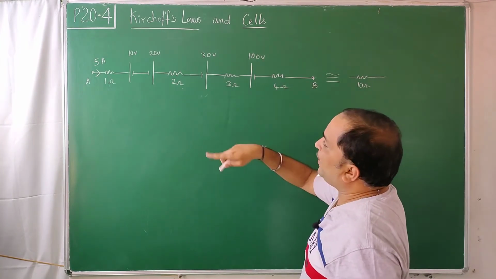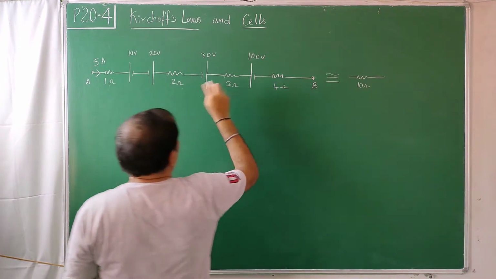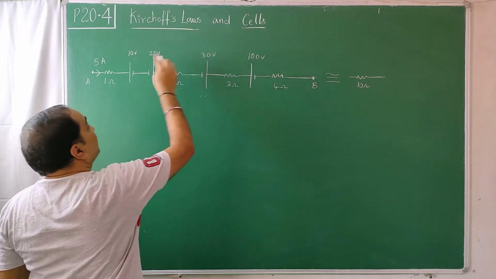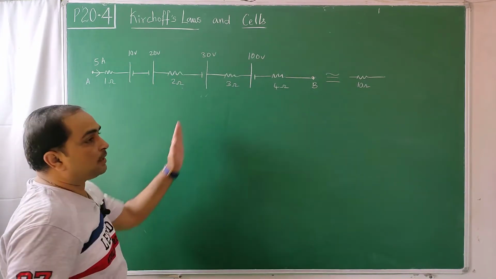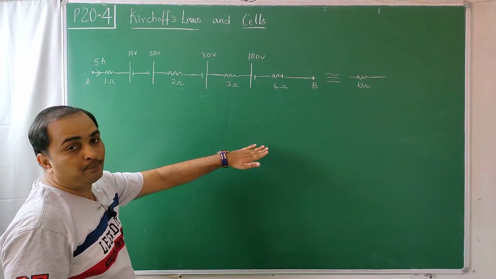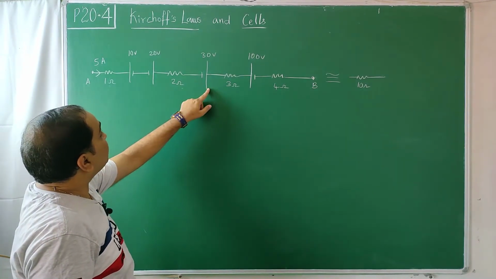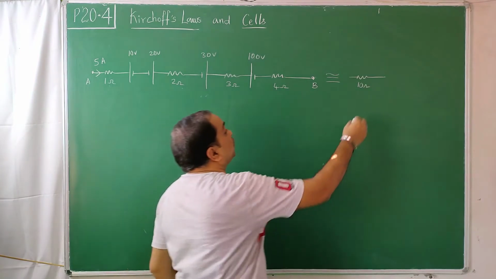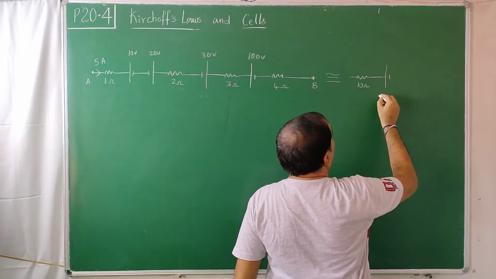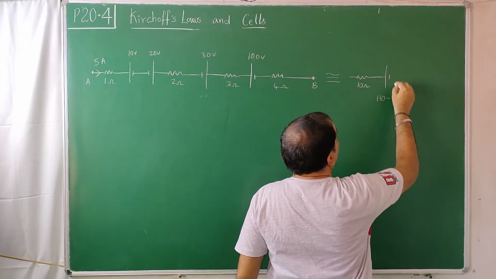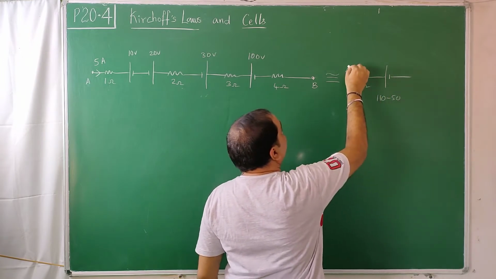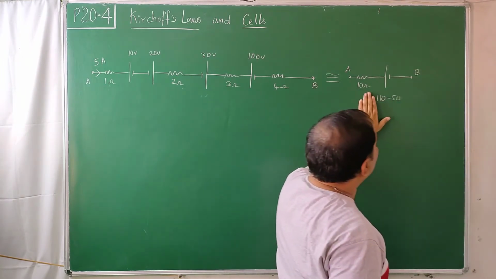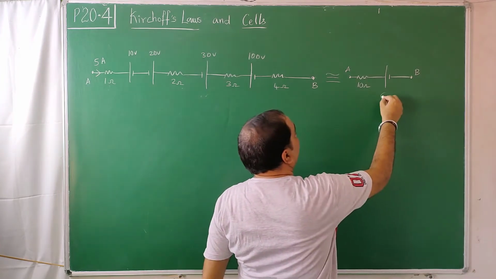Batteries wise, the big battery you see is the biggest of all. So this will decide the total sign as of now. So 100 and 10 both are in the same direction, big bar, small bar. So 110 this side, minus 30, minus 20, minus 50, 110 minus 50. So you will get like this finally, 110 minus 50. This is A, this is B. So 110 minus 50 is 60 volts.